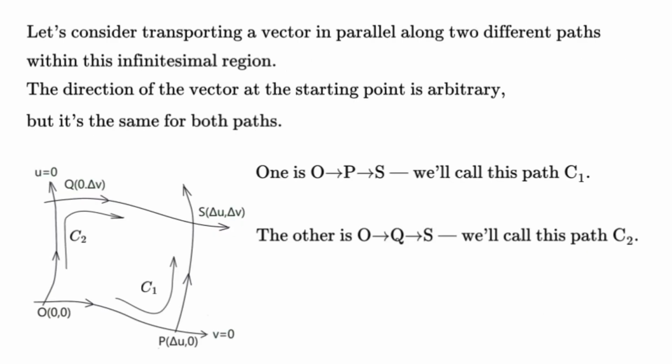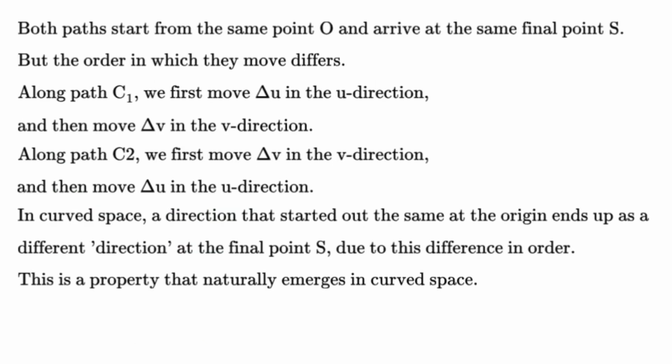Let's consider transporting a vector in parallel along two different paths within this infinitesimal region. The direction of the vector at the starting point is arbitrary, but it's the same for both paths. One is OPS, we'll call this path C1. The other is OQS, we'll call this path C2. Both paths start from the same point O, and arrive at the same final point S. But the order in which they move differs.